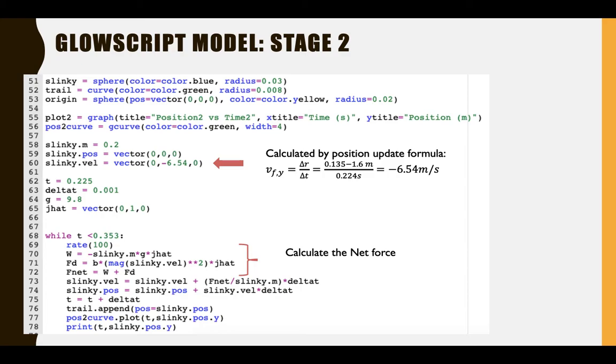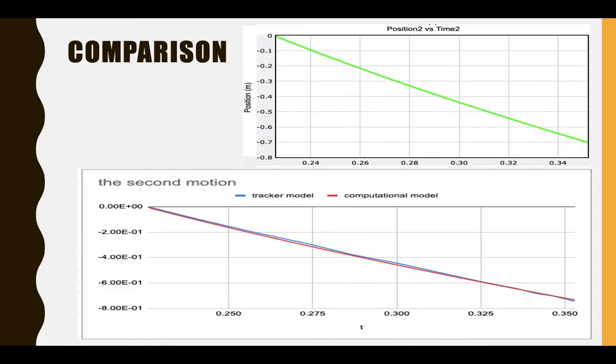And I reset the initial time here to 0.225 seconds. In the while loop, I first calculate the net force and then update the velocity and the position of the Slinky. Here is the result when I run this code. It looks like a straight line, but it's actually a curving line, not very explicit. When I compare the Tracker model and the computational model, they match well with each other, much better than in stage 1.